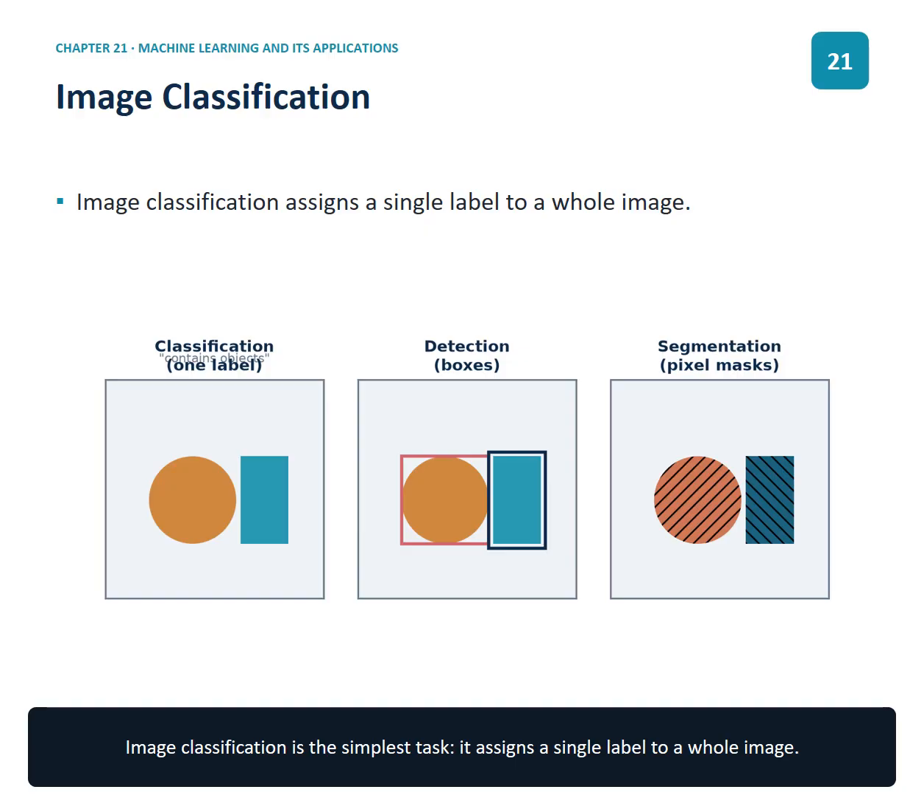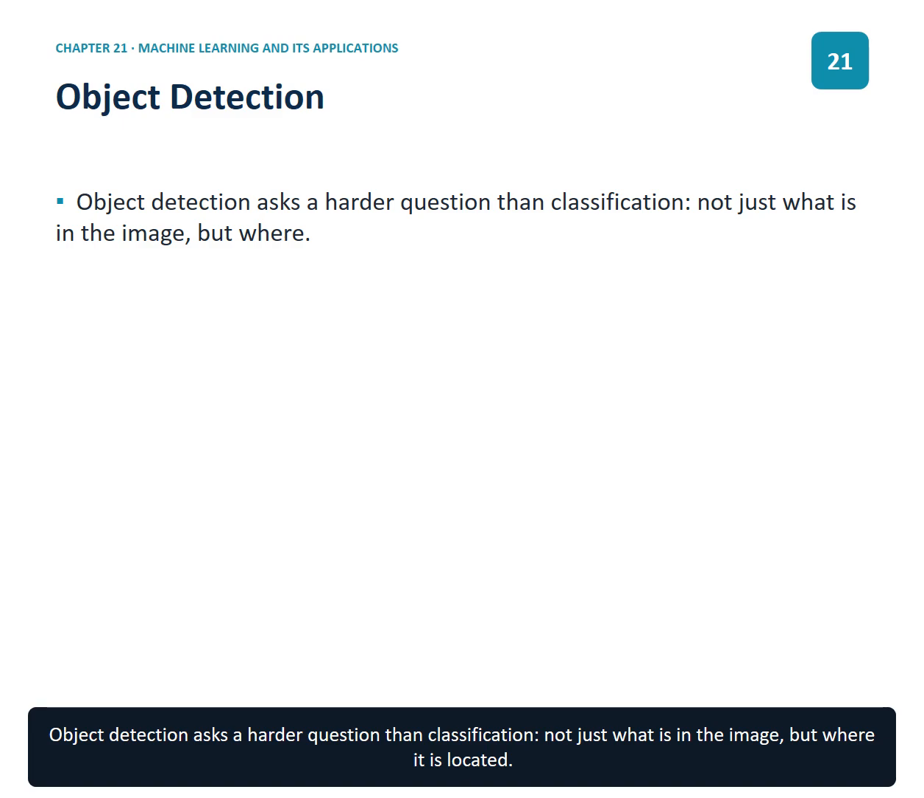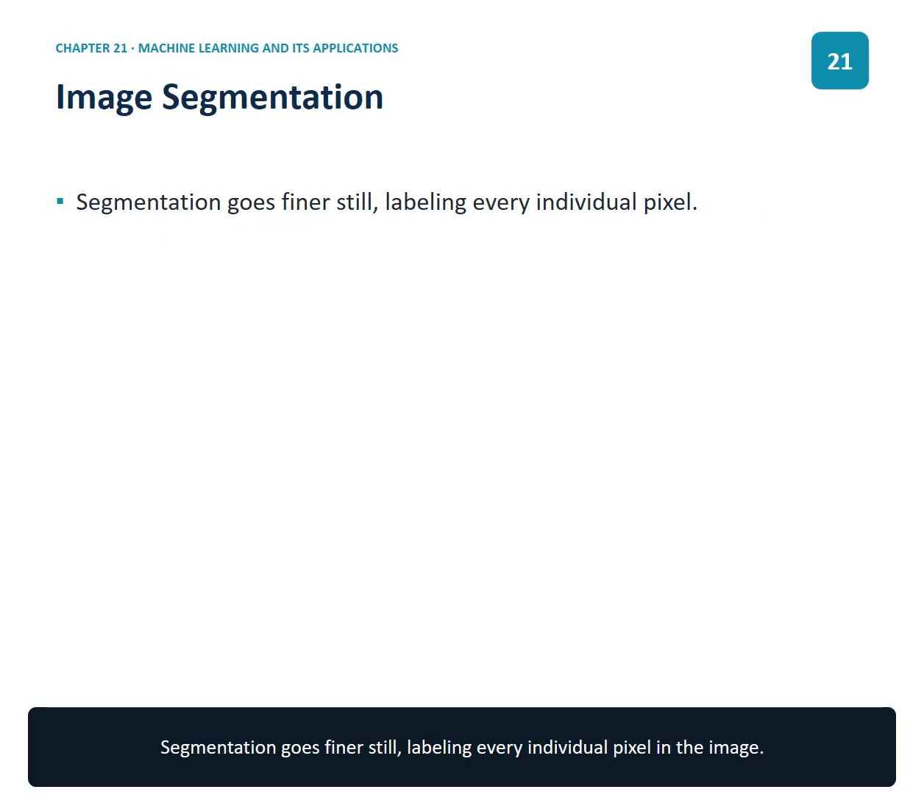Image classification is the simplest task. It assigns a single label to a whole image. Object detection asks a harder question than classification, not just what is in the image, but where it is located. Segmentation goes finer still, labeling every individual pixel in the image.